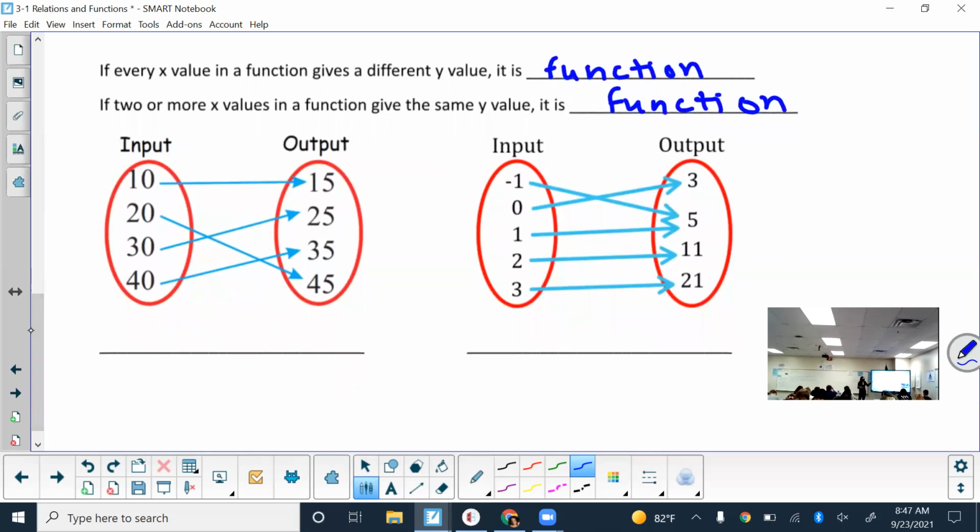All right, so then let's look at these examples. This first one looks really familiar. I'm not sure if it's different at all, but is that a function? Yes. What about the one right next to it? Is that a function? Yeah.